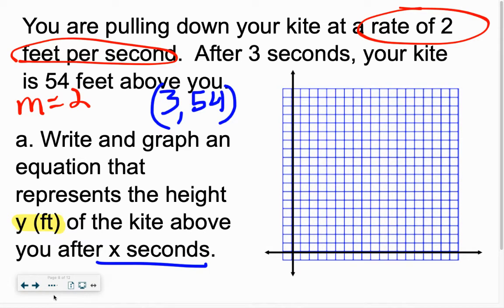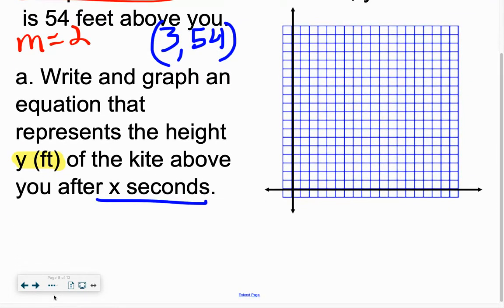Notice it says write and graph an equation. It doesn't say to write it in standard form. It doesn't say to write it in slope-intercept form. It doesn't say to write it in point-slope form. It just says write an equation. So all you need to do is write one. Might I recommend point-slope since they have given us a point and a slope.